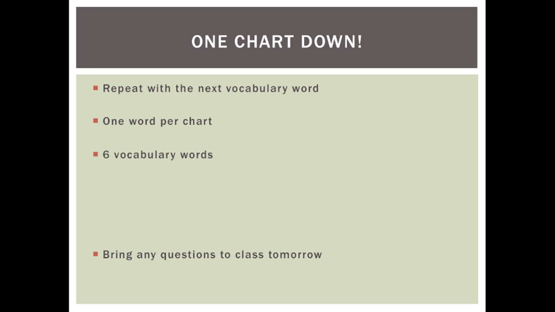The next step is to repeat this process with the next word in the list. Each word will have its own chart, and all of the charts should be filled out with as much information as this example was. There are 6 vocabulary words for this unit. I have completed one of the 6 in this example, so you only have 5 left to complete. Make sure to bring your finished charts and any questions you have to class tomorrow.